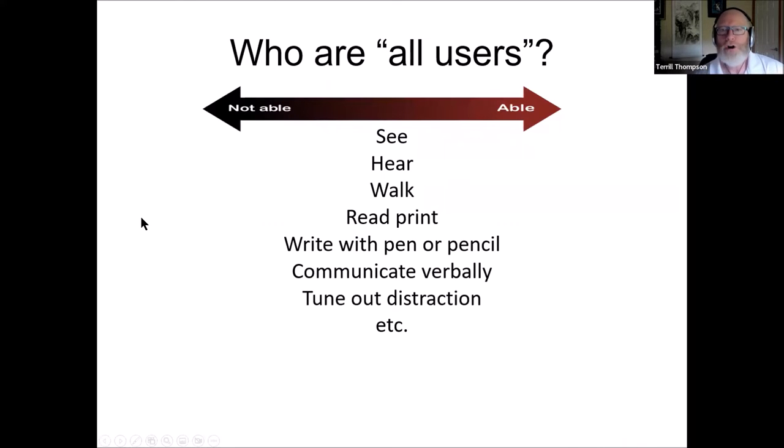So who are all users? That may seem obvious, but if we start looking at their individual characteristics, that really gives us a better idea of what web accessibility is about. Maybe we're talking about people with disabilities, people without disabilities, but that really is a kind of an artificial construct and not very helpful when we're trying to understand web accessibility. It's better to think about the particular behaviors that you're expecting users to have, and then asking questions about where they fit on this continuum related to those behaviors.